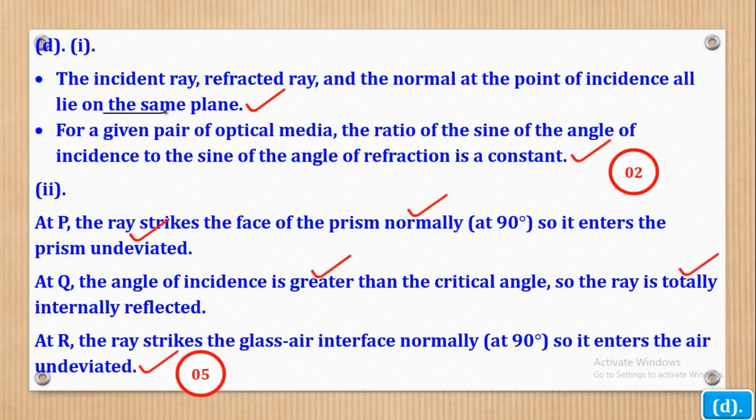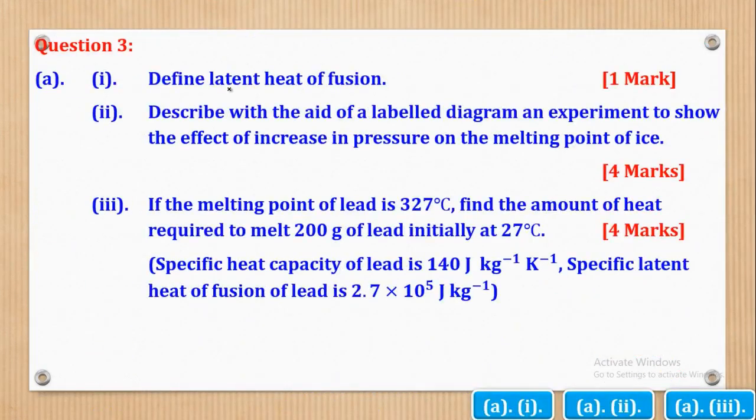So 1 mark for the first law, 1 mark for the second law of refraction. Here, when I see the word normally, that is 1 mark. When I see the word undeviated, that's another 1 mark. When I see the angle of incidence greater than the critical angle, that is 1 mark. When I see the word total internal reflection, that is another 1 mark. And this one is somewhat like a repetition of this, so that is 1 mark. So that was question 2. Now we shall go to question 3.